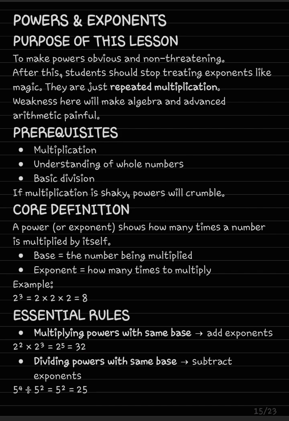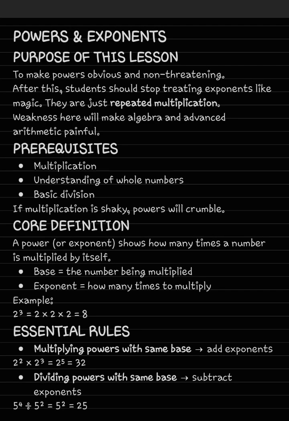Dividing powers with the same base. Conversely, when you divide powers with the same base, you subtract the exponent of the divisor from the exponent of the dividend. Example: 5 to the power of 4 divided by 5 squared. You subtract 2 from 4 to get 5 squared, which equals 25.